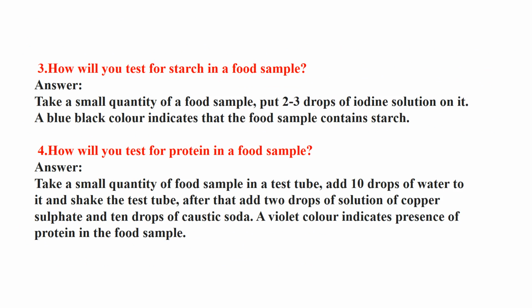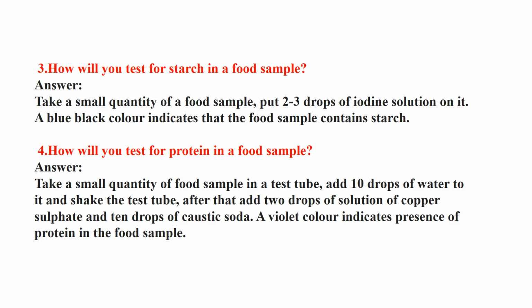Let's come to the next question. How will we test for starch in a food sample? As I have shown you in the previous slide, how you can test the presence of starch or carbohydrate in food. Take a small quantity of food sample, then put 2 to 3 drops of iodine solution on it. A blue-black color indicates that the food sample contains starch. If there is presence of starch or carbohydrate in that food, the color will be blue-black. If there is no indication of such color, then there is no starch present in that food.